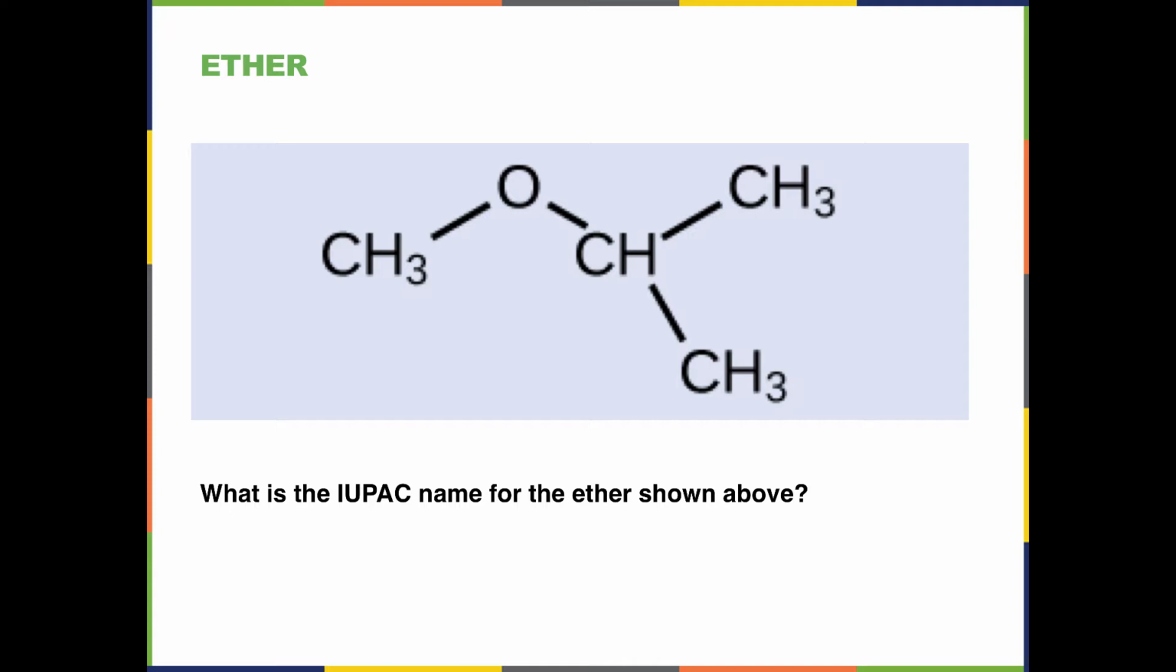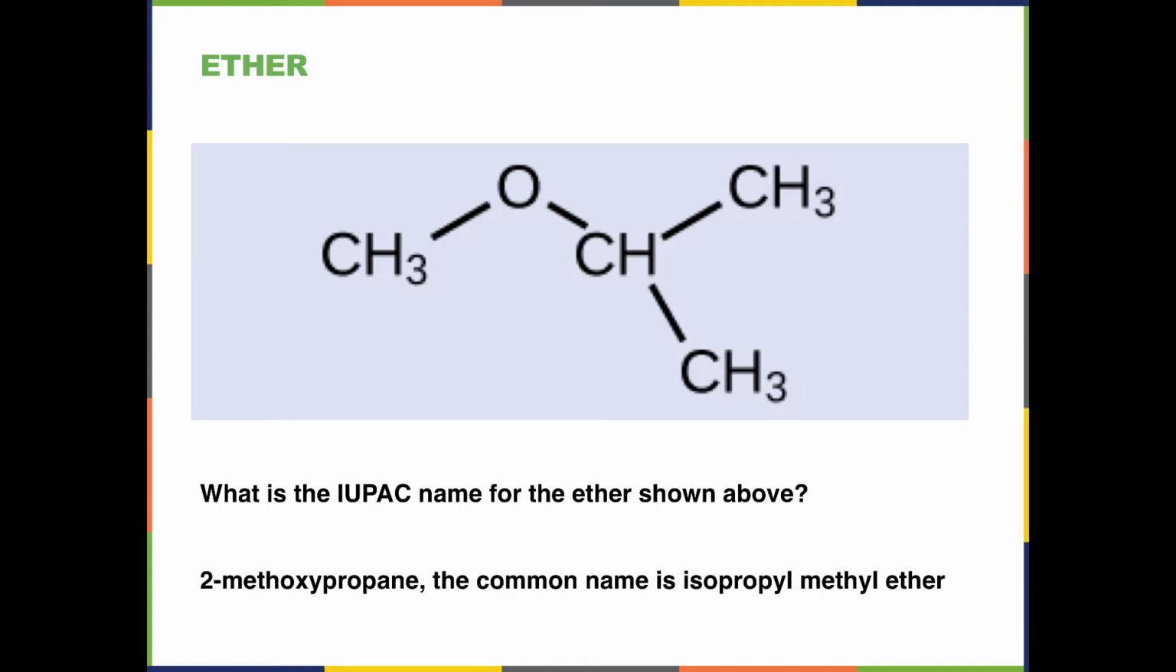And what is the IUPAC name for this compound? Now the interesting part about this is the dominant chain, it's linked in the middle carbon. So you have an iso situation here. So you would call this 2-methoxypropane, the 2 telling you that the oxygen is connected to the 2, but then the common name is isopropyl methyl ether. Either name would be acceptable. The 2 tells you that the oxygen is attached to the second carbon on the propane. So, 2-methoxypropane.